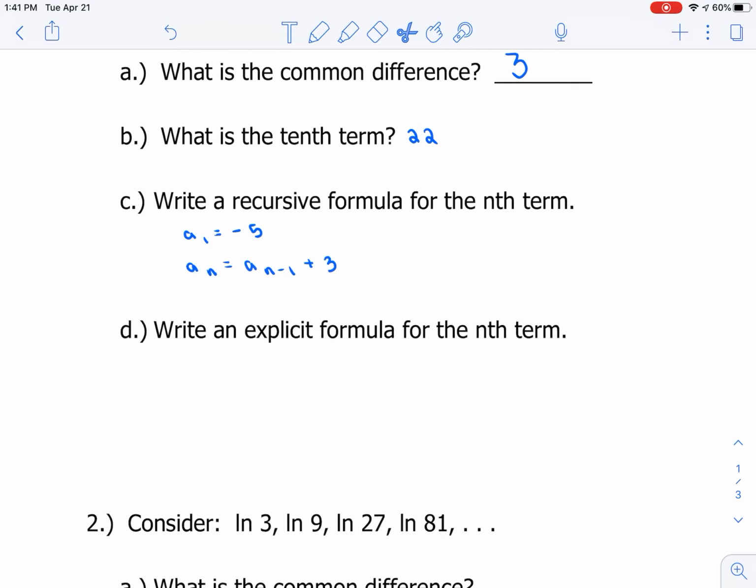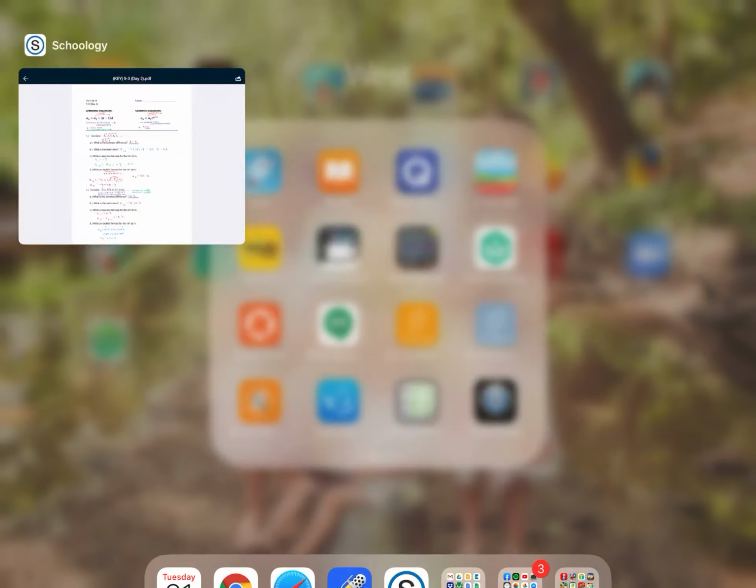If this is arithmetic, I hate it when it does this. It won't let me write. Hold on. Let's do this again. All these things are open. Oh my gosh, what did I do?